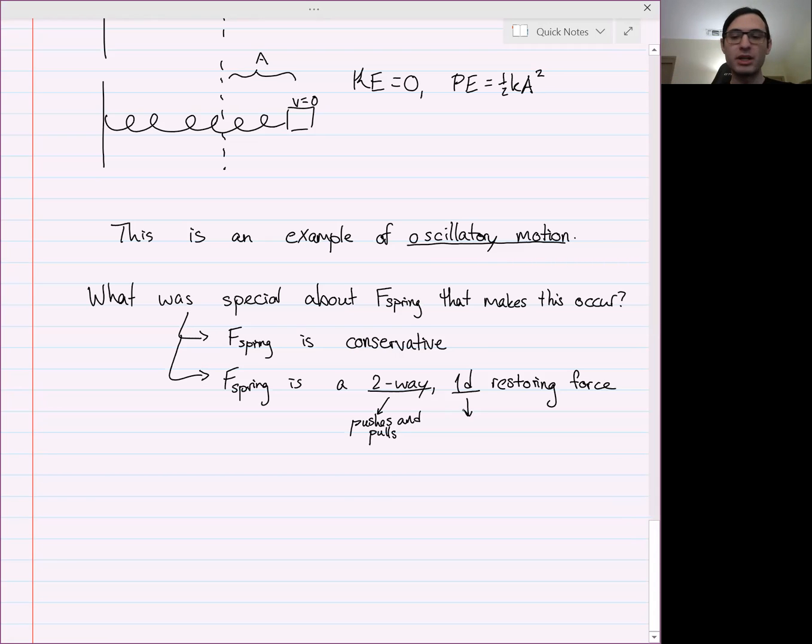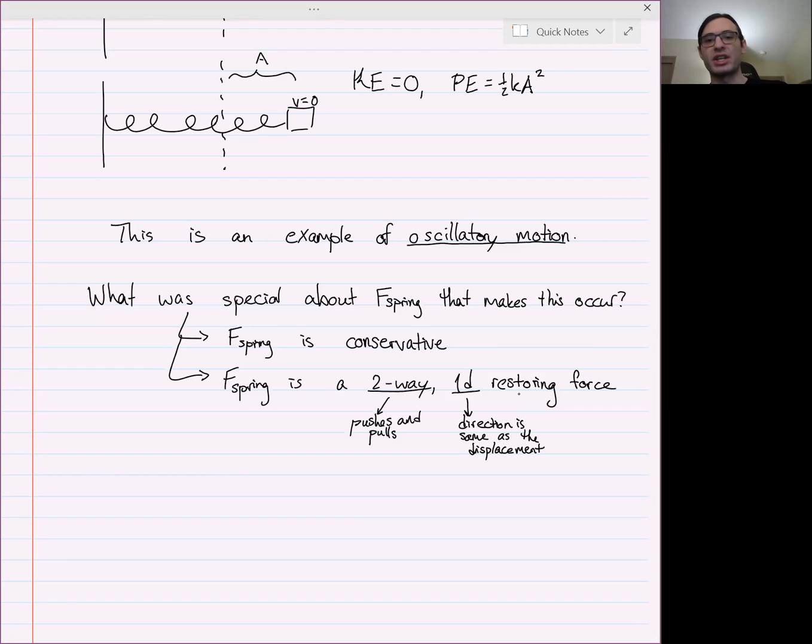And the fact that it's one dimension means that the direction of the force is in a parallel direction. In fact, it's in the opposite direction as the displacement. I.e., if you displace in one direction, the force will be along that same axis. That's what it means to be a one-dimensional restoring force. And then restoring force just means that the force applied is always in the opposite direction of that displacement. So we need both these features in order to get this sort of oscillatory motion.